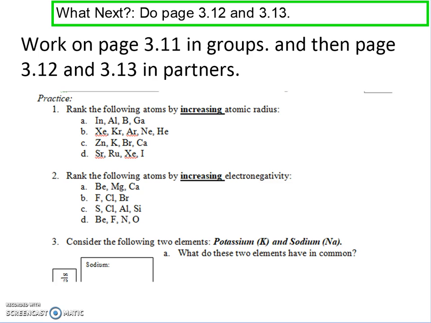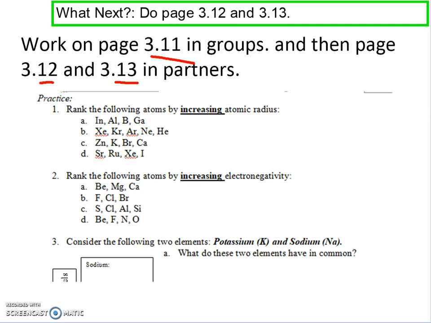Okay. Alright, so now what you're going to do is you're going to go and work on page 11 in groups, and then you can come back and work on page 12 and 13 in partners. I'm not going to go over pages 12 and 13, but I will go over page 11. So you can pause this video, work with your groups. If you finish early, just go ahead and start working on page 12 and 13. More practice is better. These are not that bad, but you do need to practice explaining these patterns, because people who don't study it, they don't do very well.